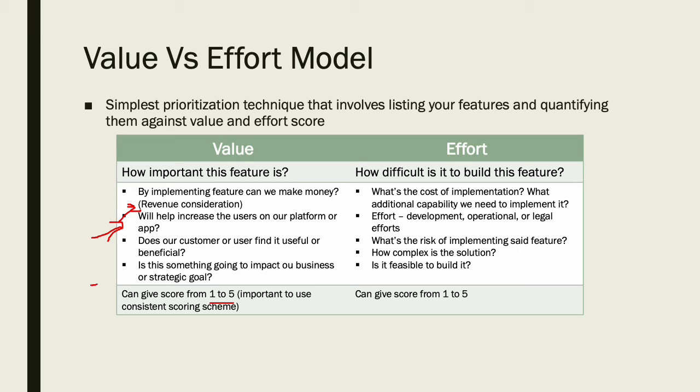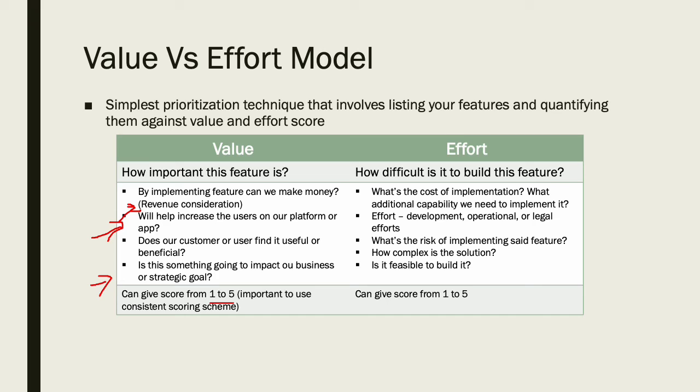You also have to consider whether there is a strategic goal that has been set out in the business. You need to understand if this is something that is going to support our business or strategic goal or not. If not, then in terms of the scoring you can give a lower score. But remember, I have chosen to give scores from 1 to 5. You could use any range, as long as you are doing it consistently.